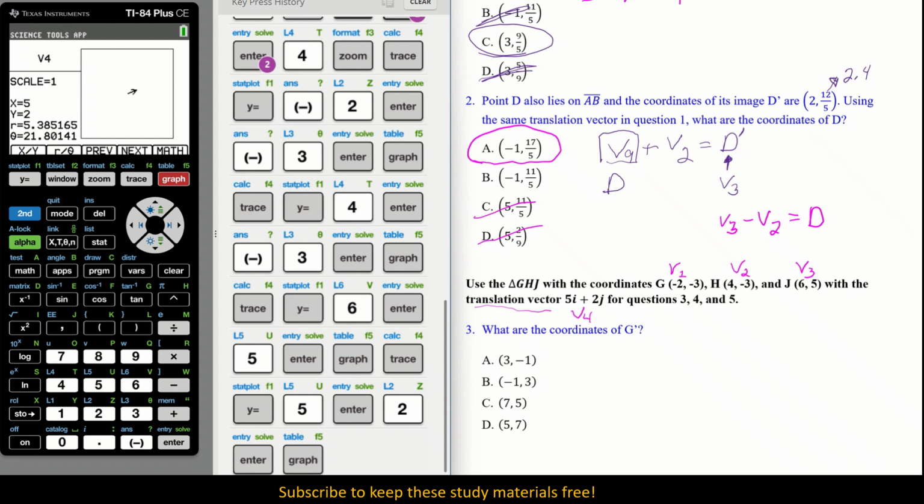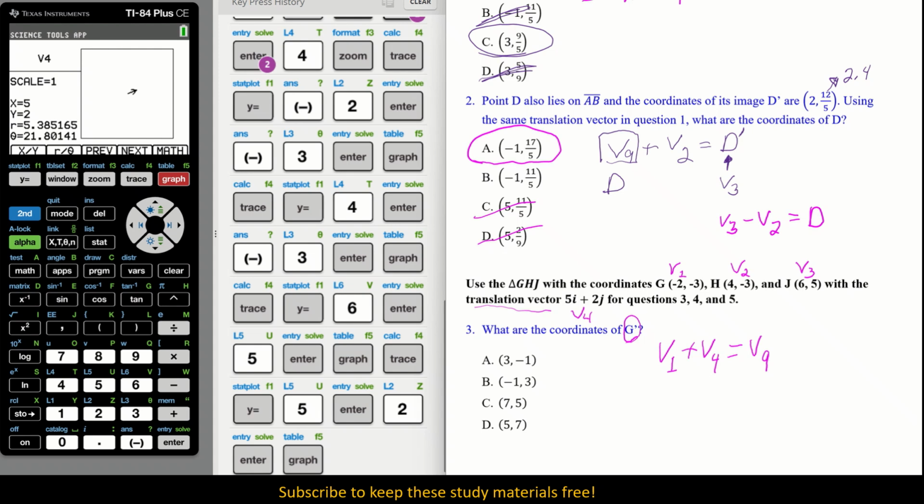Okay, now we need to do some math. So let's read number 3. What are the coordinates of G prime? What they mean is you have to apply that translation vector to G. So what do we have here? We have V1 plus V4 equals. It will be in V9. Remember, each time we do this, it'll be stored in V9, so be careful with that. And remember, you've got your paper, so go ahead and jot things down on paper.